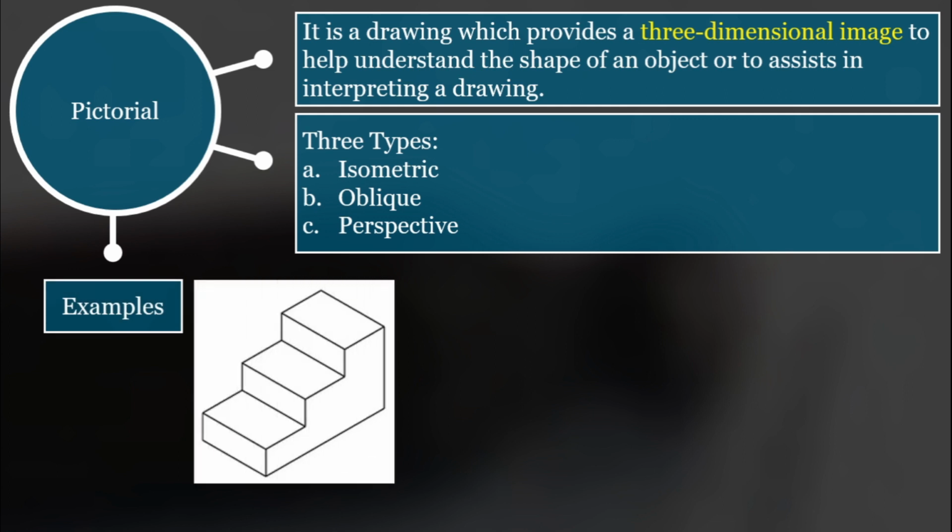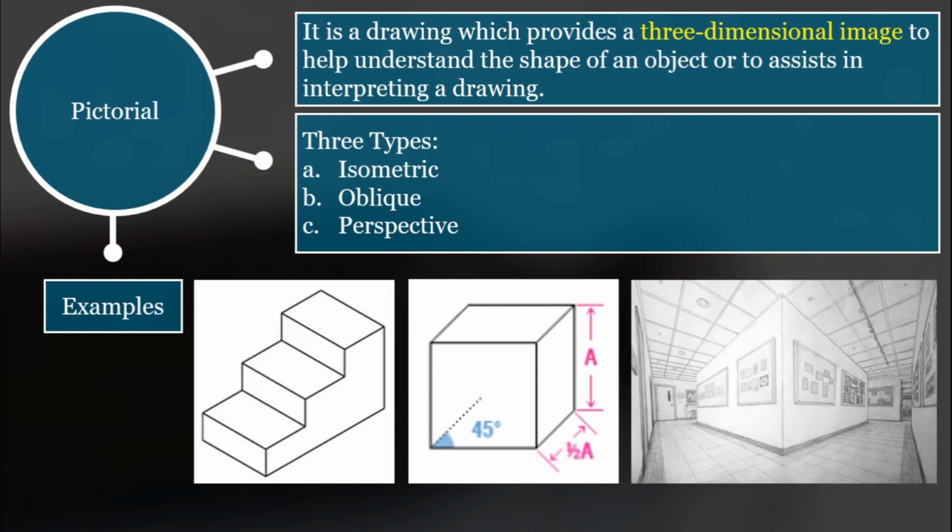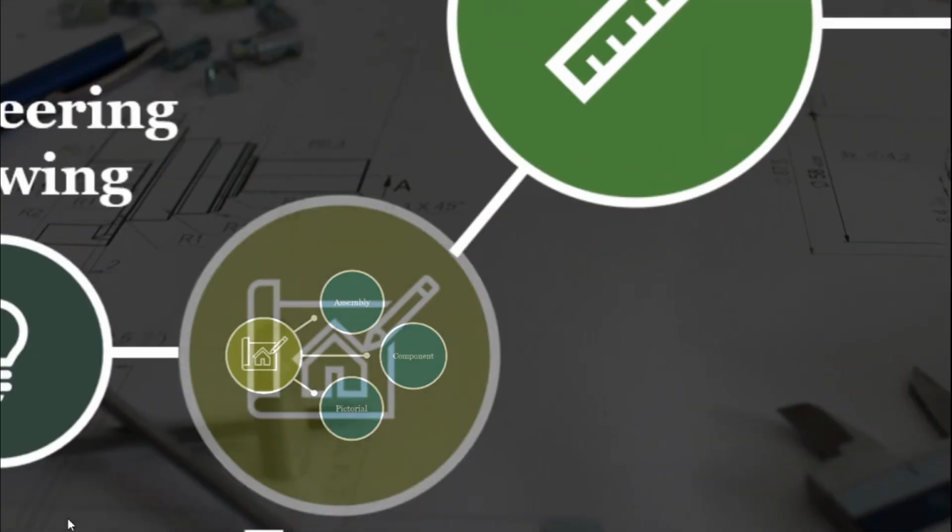Here are examples of such drawings. As you may observe, these drawings are three-dimensional, meaning they have a length, a width, and a height. We will discuss isometric and oblique drawings as part of this course. As for perspective drawings, these will no longer be discussed in detail for the purposes of this course, as their applications are usually in the civil engineering and architecture fields. And those are the various types of engineering drawings.